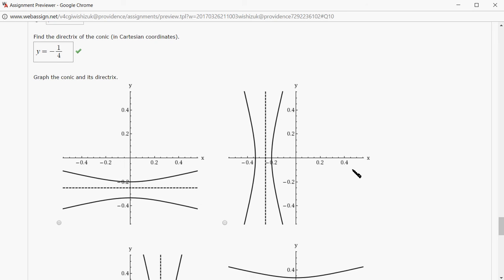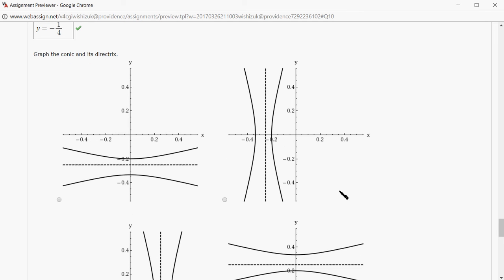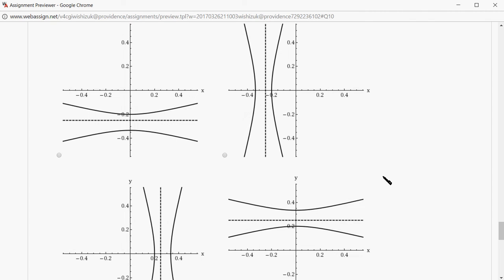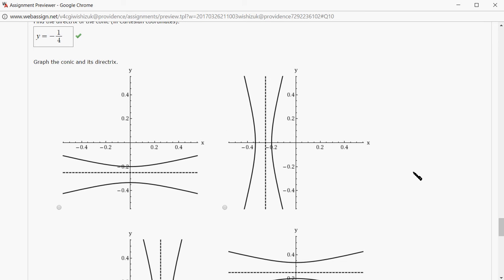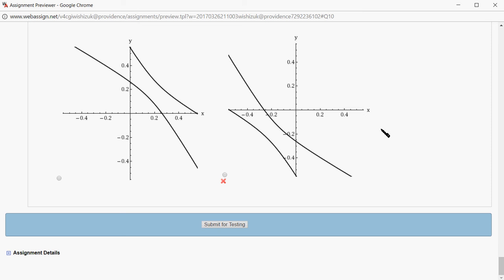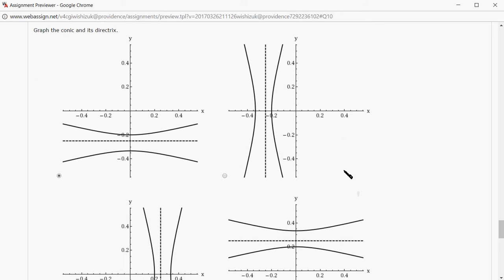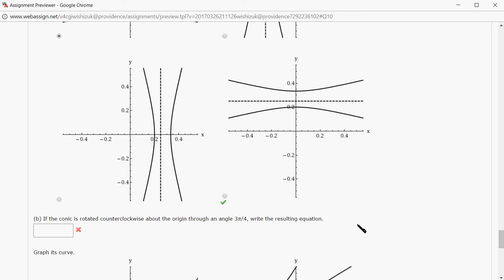Now let's find the picture here. Since the directrix is horizontal, it's not going to be the second one, and it's not going to be the third one. So it's between the first one or the second one. But the directrix is at negative 1/4, so you can see that the first one would be the right picture. Let's submit for testing. It came back and it looks like we got the correct picture.